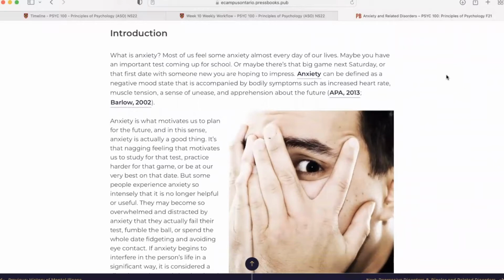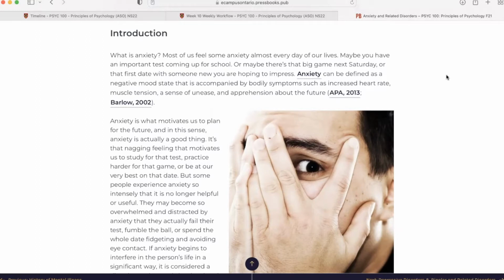Okay, here we go. Introduction. What is anxiety? Most of us feel some anxiety almost every day of our lives. Maybe you have an important test coming up for school, or maybe there's that big game next Saturday, or that first date with someone new you are hoping to impress. Anxiety can be defined as a negative mood state that is accompanied by bodily symptoms such as increased heart rate, muscle tension, a sense of unease, and apprehension about the future.